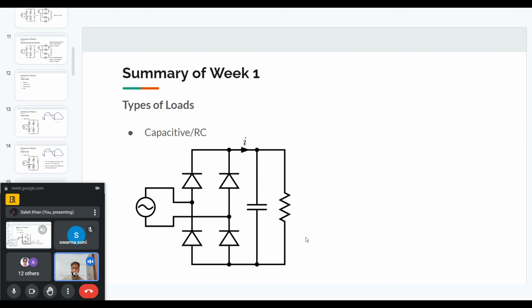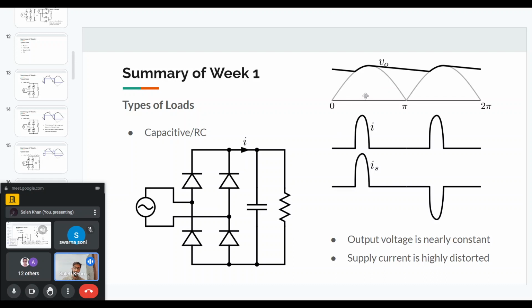Now we can also have a capacitive load, and this capacitor is connected in parallel with some resistance or some other kind of a load. And this is a very common circuit in low power applications where, instead of a pulsating DC voltage, we want a relatively constant voltage at the output. That is where we use a capacitor in parallel with whatever load we have.